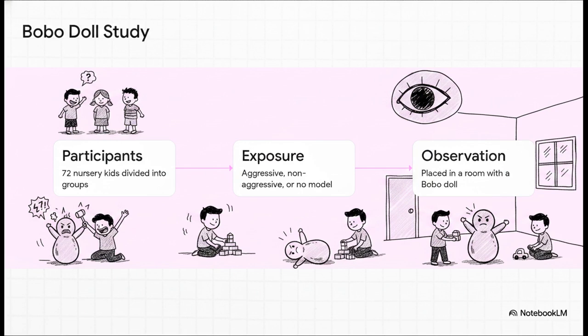One group watched an adult absolutely wailing on an inflatable Bobo doll, hitting it with a mallet, tossing it in the air, and aggressively yelling at a piece of plastic. Another group watched an adult playing quietly, completely ignoring the doll. A third control group saw no adult model at all. Finally, Step 3. Each child was placed in a room with toys, including that exact same Bobo doll, and the researchers just sat back and observed what happened next.